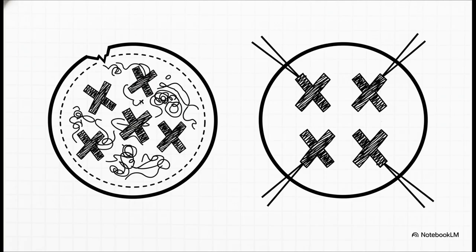The nuclear membrane starts to break down, and spindle fibers begin forming. Then, in prometaphase, that nuclear envelope completely disappears, and those spindle fibers actually attach themselves to the chromosomes at a specific center point called the centromere or kinetochore.